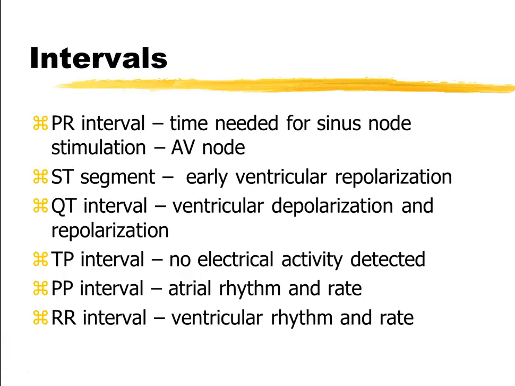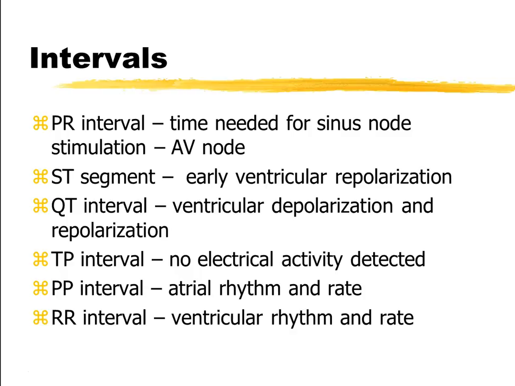The QT interval is where the ventricular depolarization and the repolarization start to occur. So immediately as it depolarizes, it wants to repolarize again. So at one given time, you're going to have a segment repolarizing as well as a segment that is depolarizing. The TP interval, there's no electrical activity happening at that time.